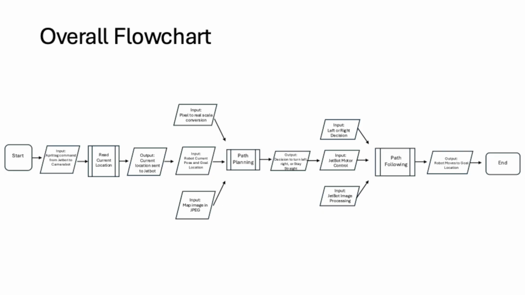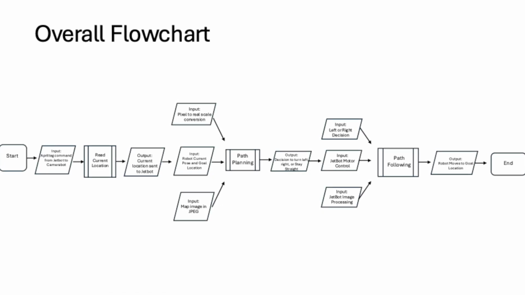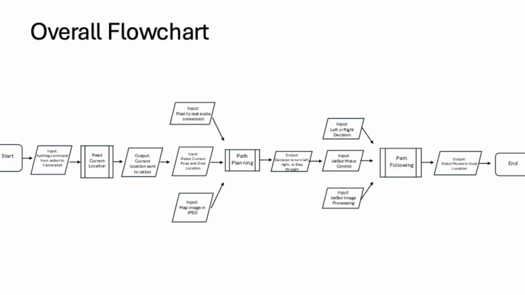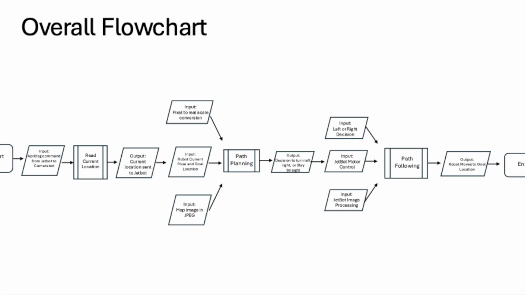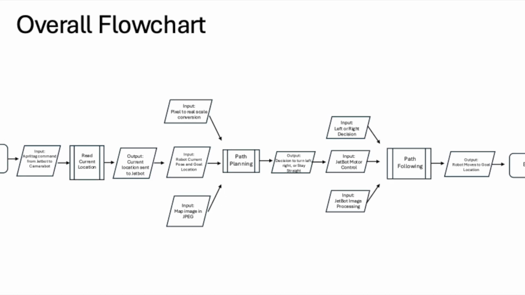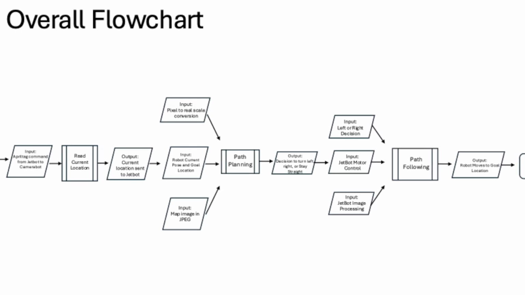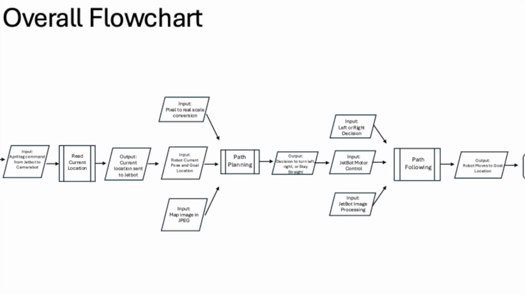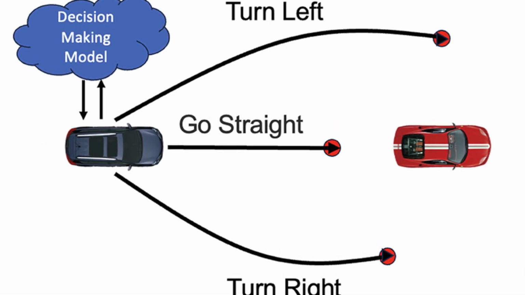After this point, the next subtask that we wanted to do was path planning. So taking into account the pixel to real scale conversion, the robot's current pose and goal location, as well as the map image JPEG, which was the one based on the window, we were able to use our path planning code to plan the right path, which would in turn allow the robot to know what kind of distance it needed to go, as well as what kind of turns, whether it would go left, right, or continue straight.